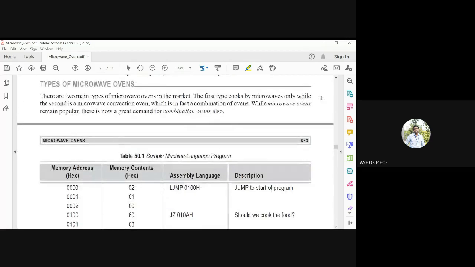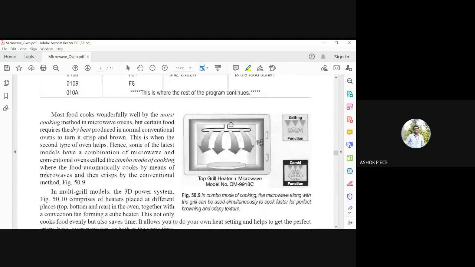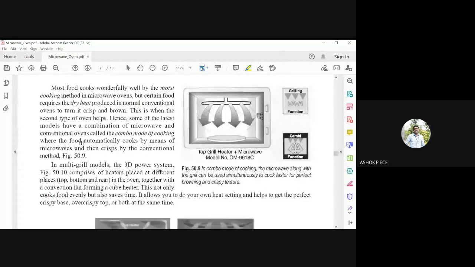Okay, so two types of microwave ovens are there. The first one cooks by microwaves, while the second one is a microwave convection oven, which is a combination of ovens. While microwave ovens remain popular, the combination, the second type, is slowly entering the market. It is not that popular, but there will be a time when all these microwave convection ovens will also be helping in cooking.